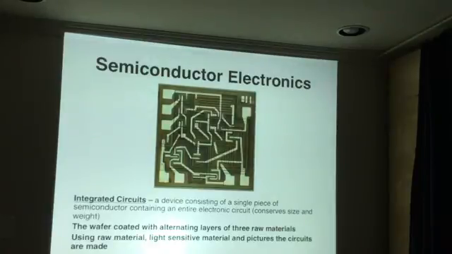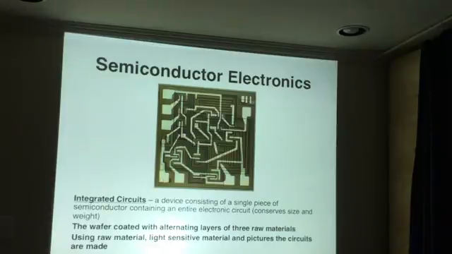Now this has absolutely revolutionized the electronic world. This took the place of the diode, the triode, making electronics possible. This is what's known as an integrated circuit.